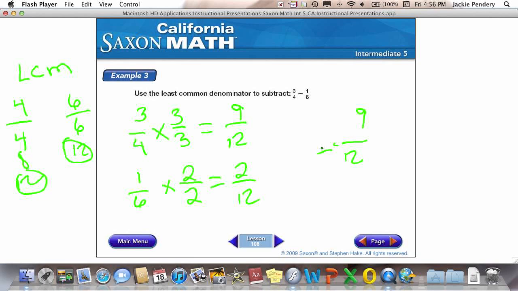9/12 minus 2/12 equals 7/12, and 7/12 cannot be reduced, so there is my answer.